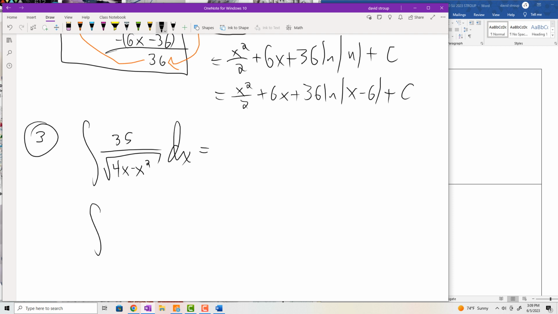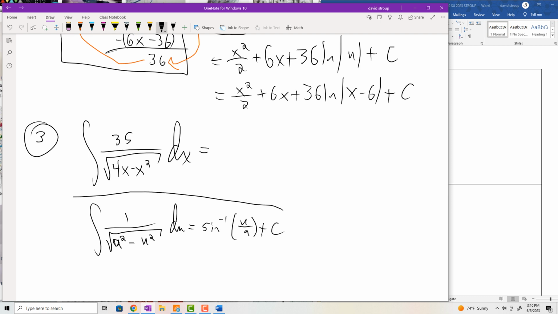So the arc sine formula, if you remember, is the formula 1 over the square root of a squared, which is constant, minus u squared du, and the formula will say that's equal to sine inverse of u all over a plus c.